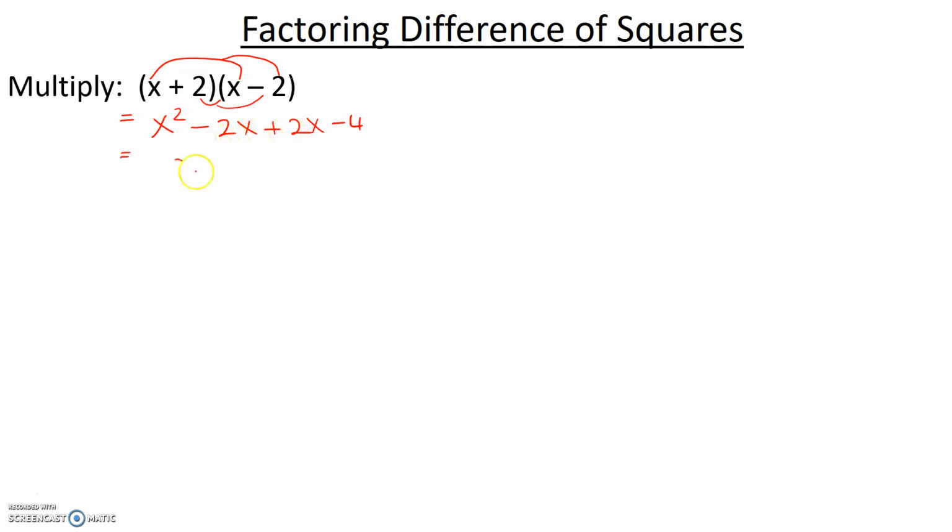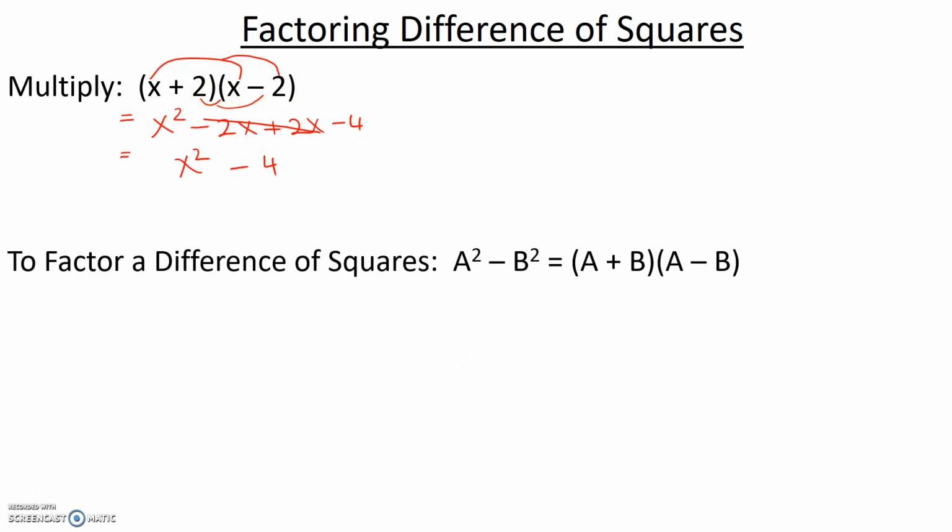If we add the middle terms, negative 2x and positive 2x is 0. So our answer will be x squared minus 4. Now, the reason that this middle term added to be 0 is because we had one positive and one negative of the same number.